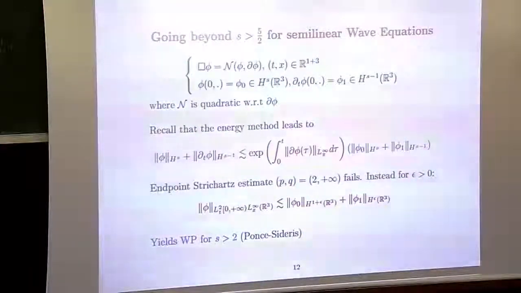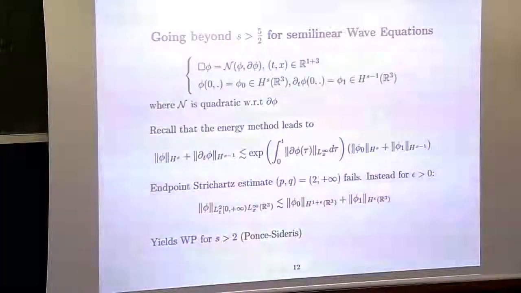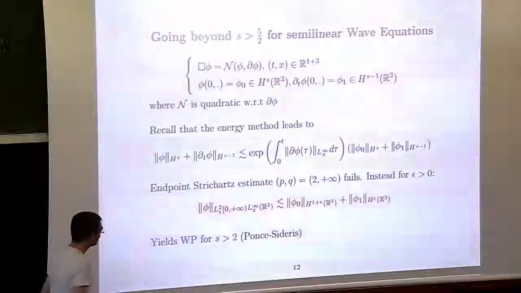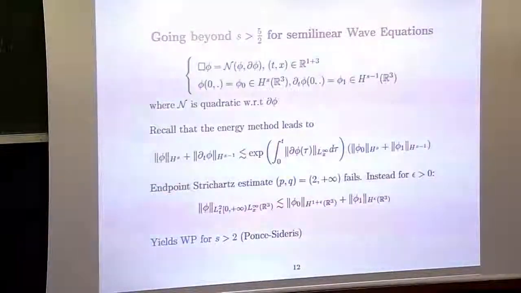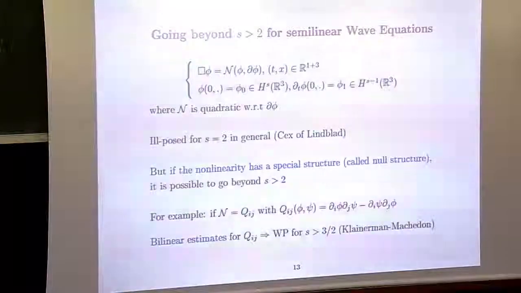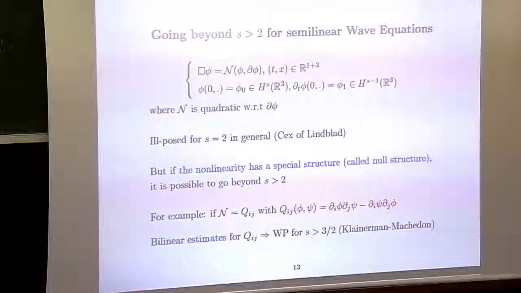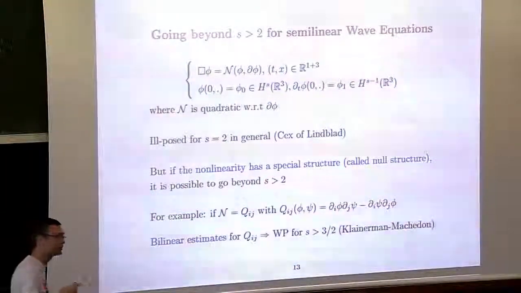Okay, so this yields well posedness in H2 plus epsilon. And this observation was used by Ponce and Sideris to actually prove that it is indeed well posed in H2 plus epsilon. Okay. Of course, again, we want to push the regularity as low as possible. And you can, again, ask whether this proof is optimal. So let's take again my semilinear problem and let's try to go even below. And the answer is that actually this proof is optimal in general. Okay, there are explicit counterexamples of Lindblad which tell you that this equation is ill posed in H2. So you are able to prove H2 plus epsilon, but the result is wrong in H2.